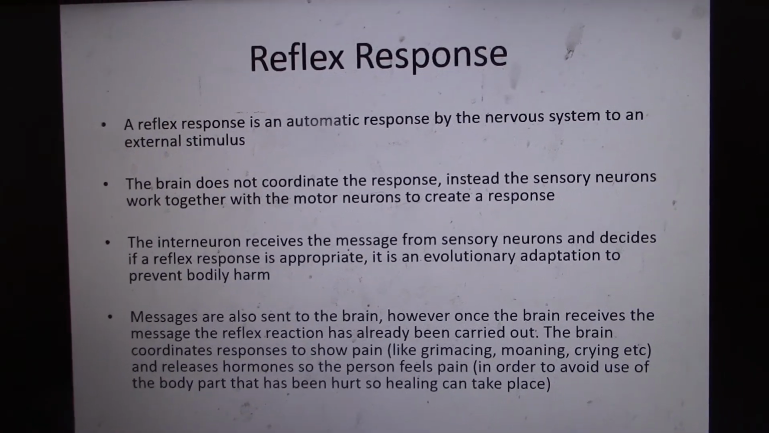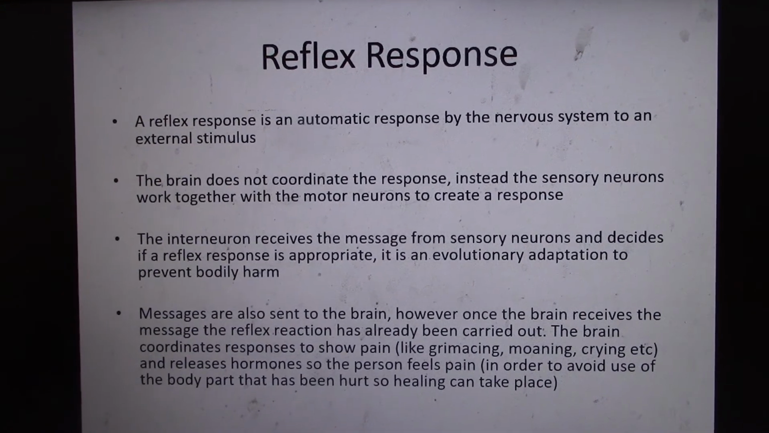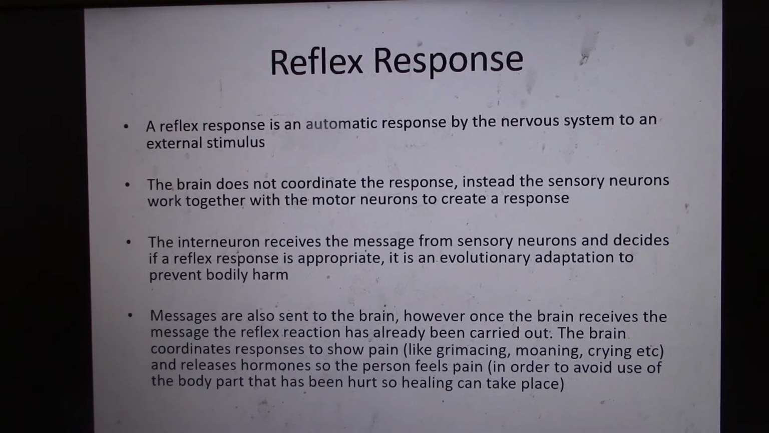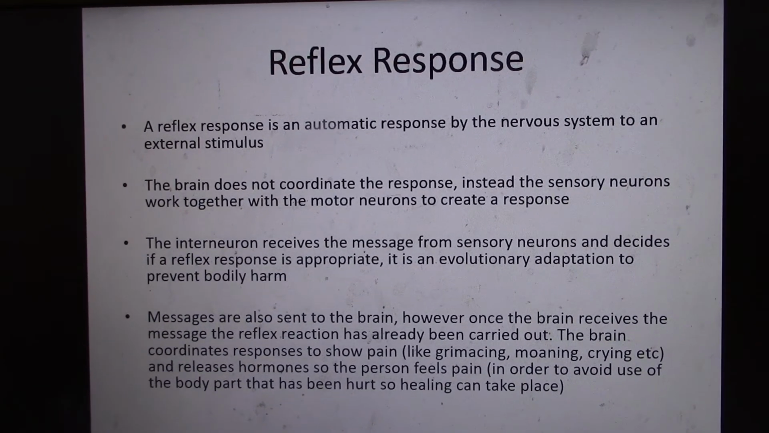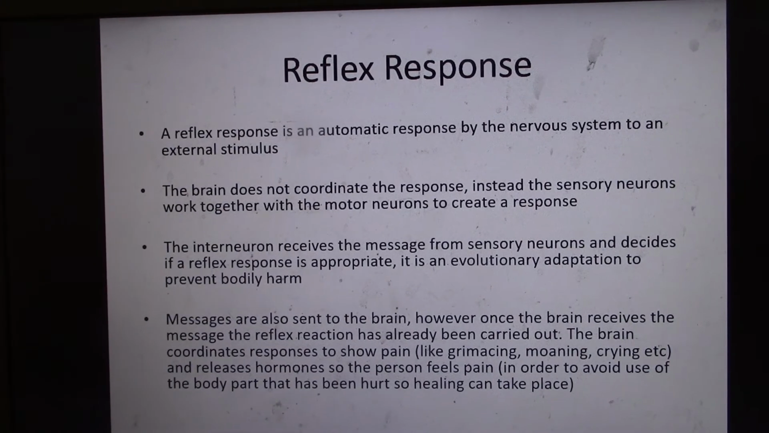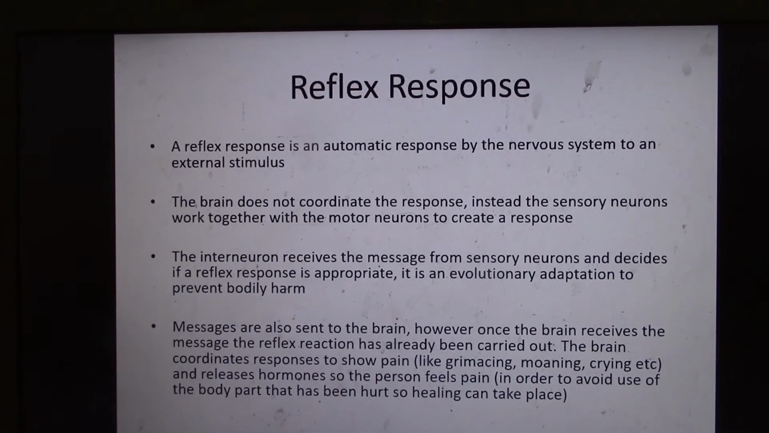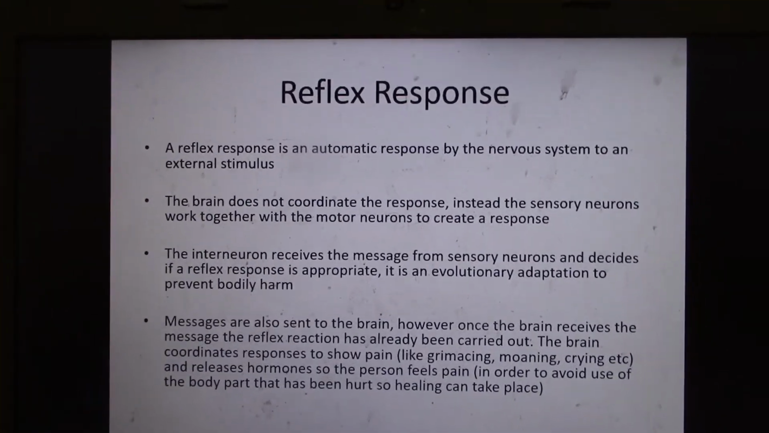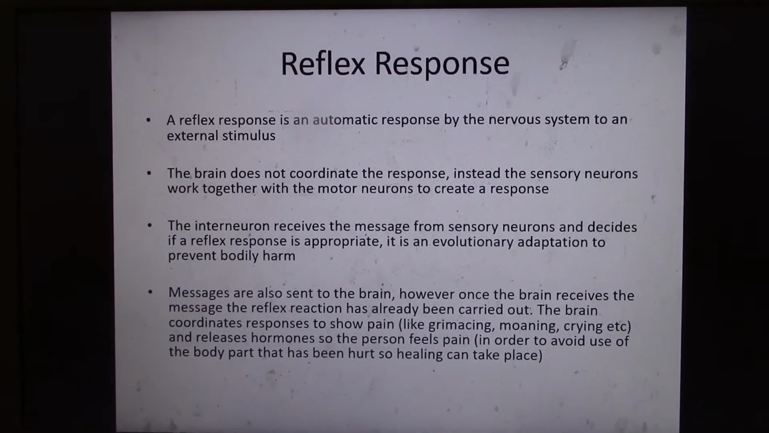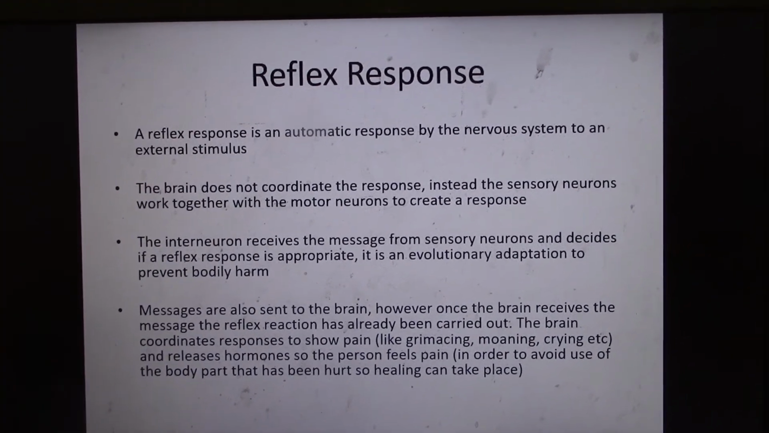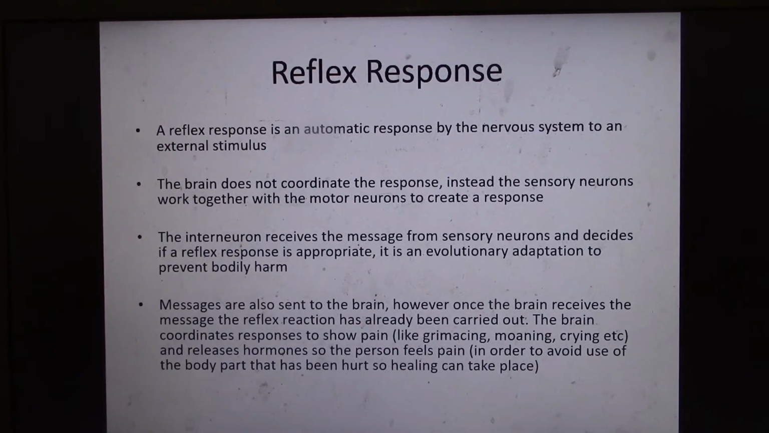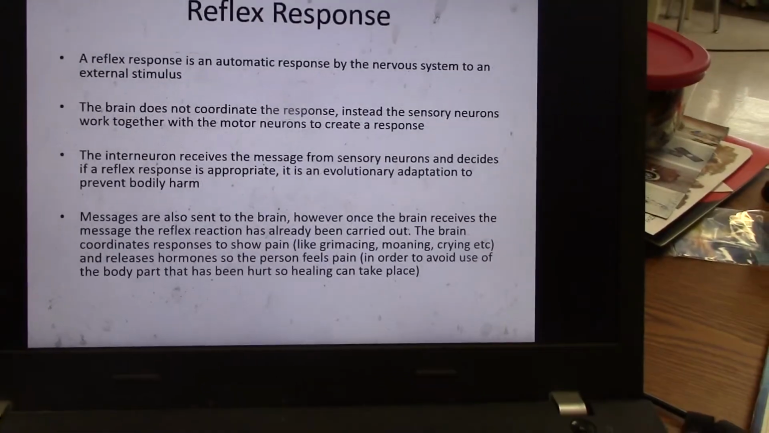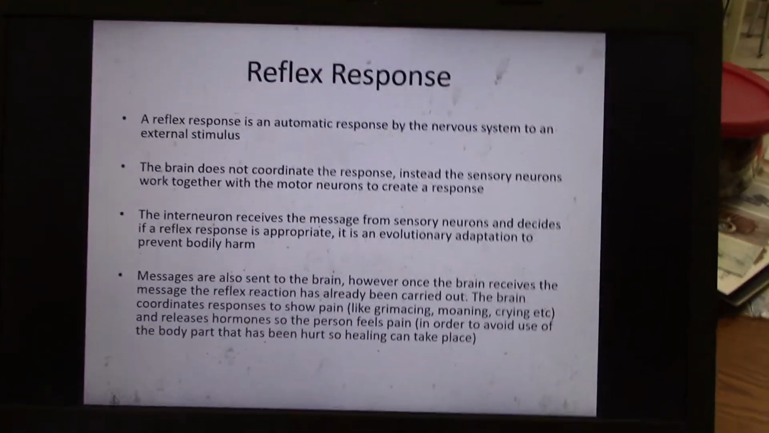So after a reflex, what we do with the interpretation in the brain is we start to feel that pain and we elicit social responses. All right? So the brain coordinates responses to show pain, and we release hormones so the person feels pain in order to avoid use of an injured body part, or indicate to others that we're hurt or scared or threatened and we need help. So the social messaging of a reflex happens in the brain, but the actual carrying out of the reflex happens in the spinal cord. Okay? So the reflex is not under conscious control.